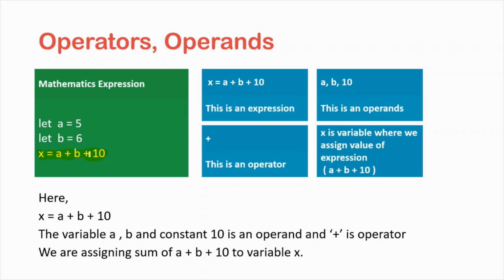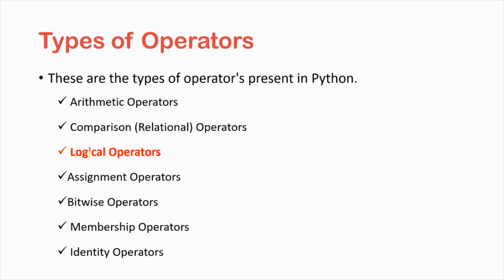Coming to the next slide, what are the different types of operators present in Python? There are 7 types of operators. Let me count once: 1, 2, 3, 4, 5, 6, 7. So there are 7 types of operators present in Python. The first one is the arithmetic operator, as we have already discussed in the previous video. The second one is the comparison operator, which we also discussed in the previous video. The third one is the logical operator. In this tutorial, we are going to discuss logical operators.